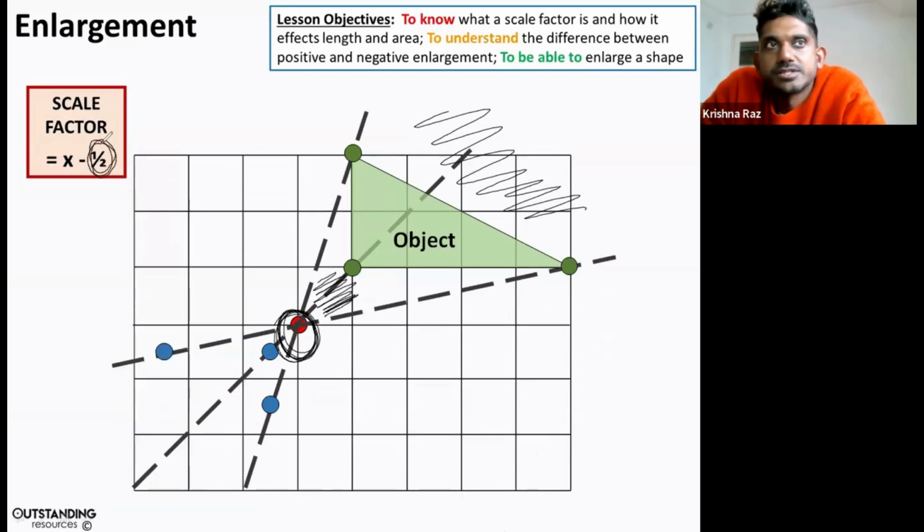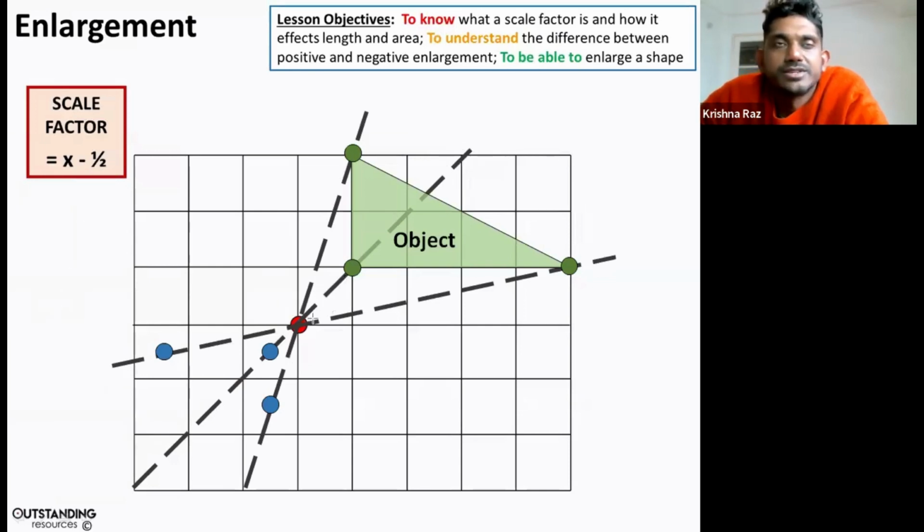So it'll be half the size because it's a scale factor of 1/2. And the negative will just mean it's upside down. And to do that, we do exactly the same as we did before. We just measure half the distance, but on the other side of the crossover. So whatever this distance is, we measure half from the center of enlargement towards the crossover. And we do the same for all 3 points.